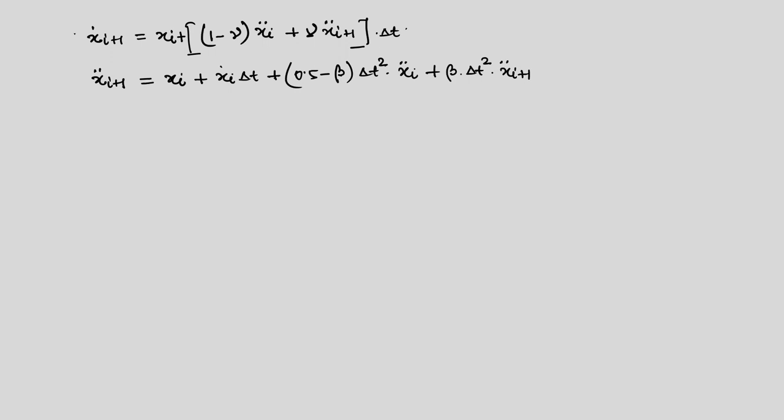Using these two parameters, these are the same expressions but combined in a compact form. So, what we have here are two parameters, one is beta, another is gamma. Just by changing these parameters, you can actually get back the same average acceleration or linear acceleration.